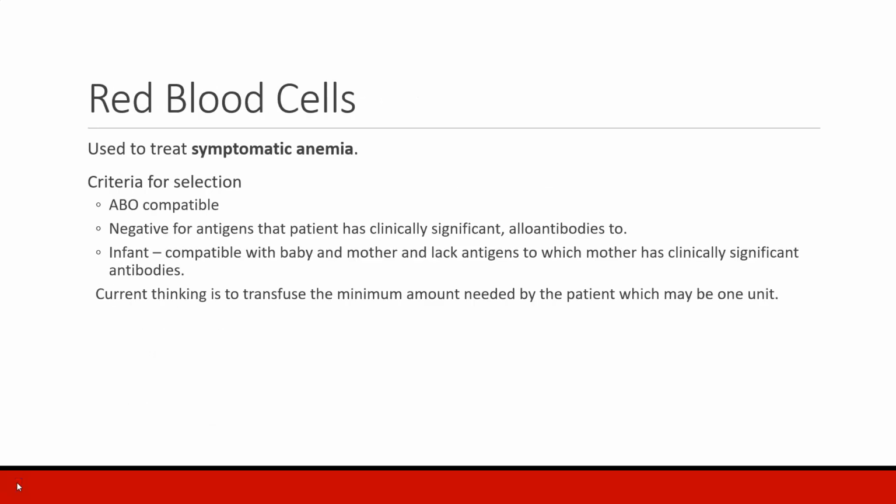Red blood cell transfusion is used to treat symptomatic anemia. So the patient has come in, they have a very low hemoglobin, they are short of breath, they have pallor, they're weak, no energy. Then the test results along with the patient's symptoms would possibly indicate transfusion.